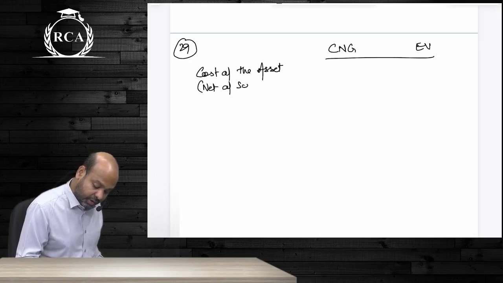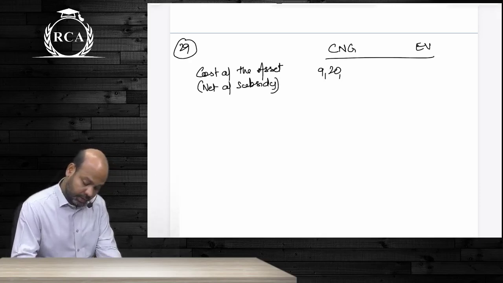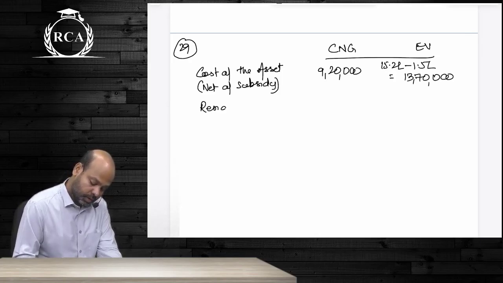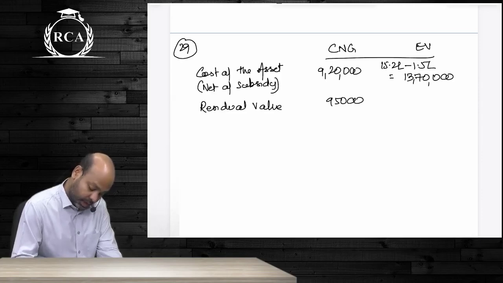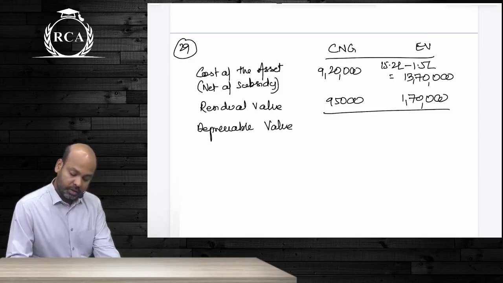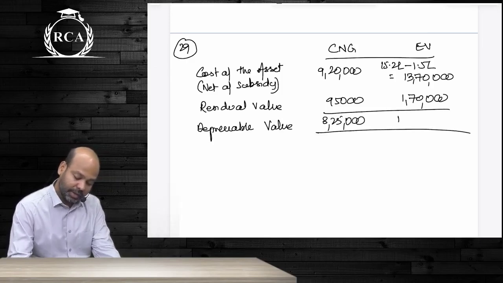I am directly writing it like this, guys. Cost of the asset net of subsidy, okay, 9,20,000, and this one, beta, will be 15,20,000 minus 1,50,000, which is 13,70,000. Residual value of the asset, guys, is 95,000, beta, and 1,70,000. So this difference, beta, will be the depreciable value. Answer to the first bit. 9,20,000 minus 95,000, guys, is 8,25,000, and the other one, beta, is 12 lakhs.